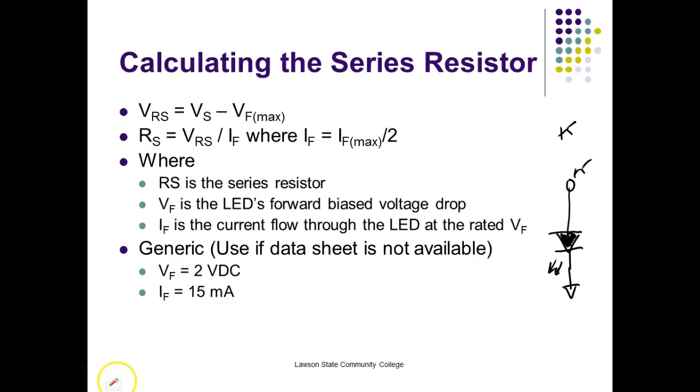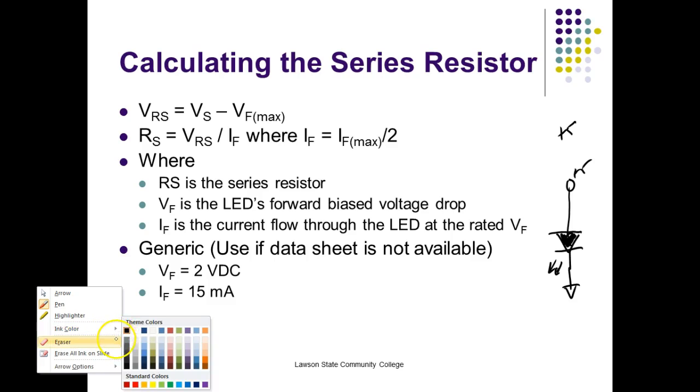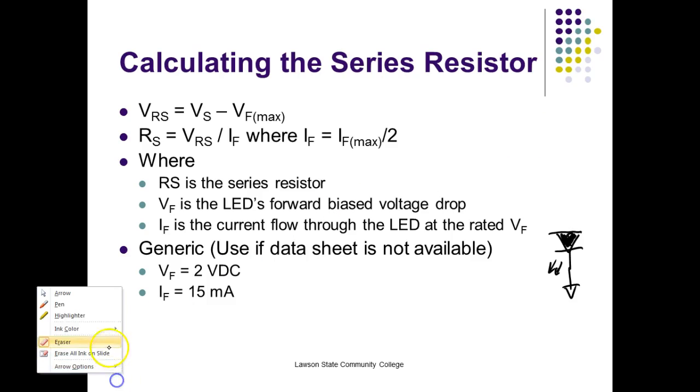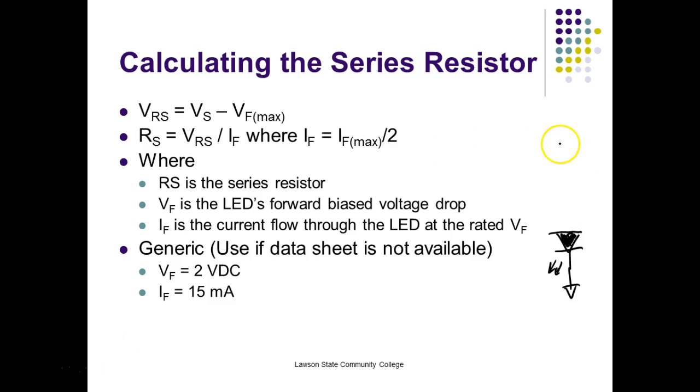So if I'm going to power this thing off of 5 volts, then what am I going to have to do? I'm going to have to put a resistor in series with it, right? Okay. And we'll call it RS, kind of like we do because it's a series resistor.